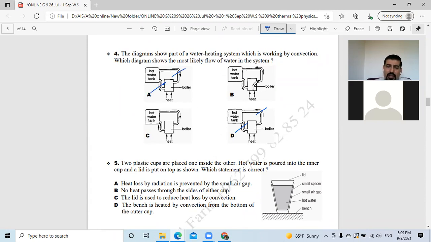Now look here. If the water is heated, it goes up and flows in this direction. So the answer is B. And whenever the water is cooled down, it goes back to the heater. It cannot be C, because the hot water would remain at the top, and that's not happening here.